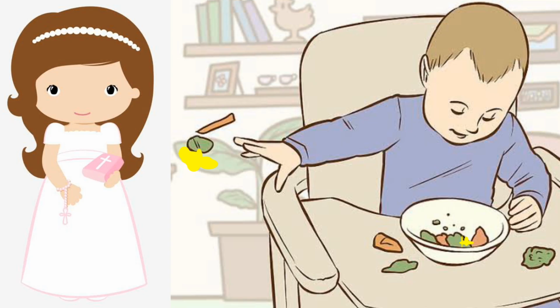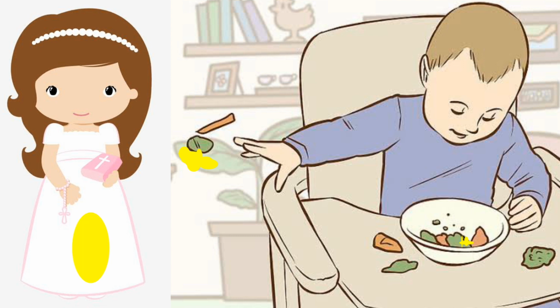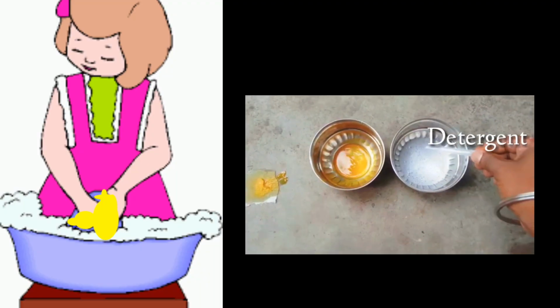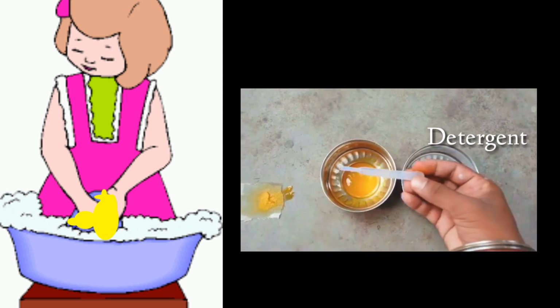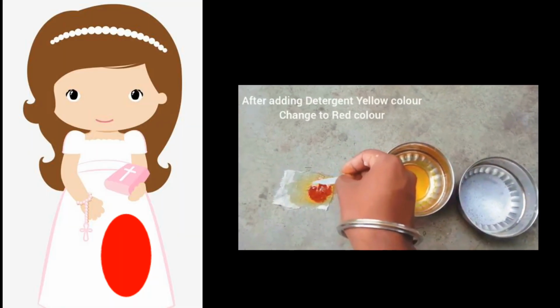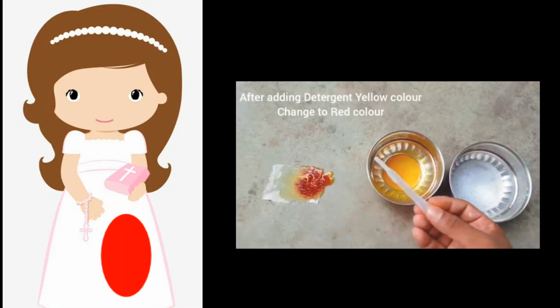You have noticed that when you are wearing a white shirt and sometimes a little bit of curry falls over it, it gets a yellow stain. And while scrubbing the stain with soap, sometimes a reddish color appears. This is because soap is basic in nature.